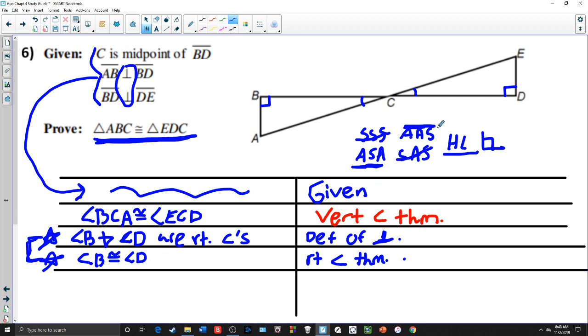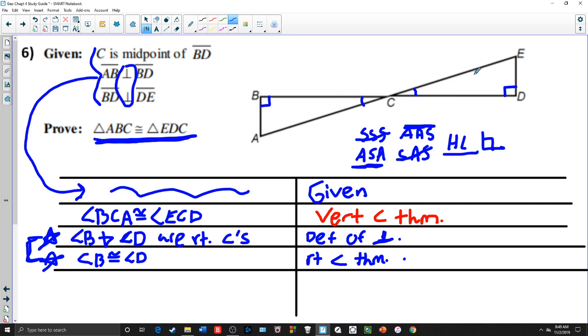But they require some sides. So I need to get an S for these, and I need to get the hypotenuse and leg for this. Remember, the hypotenuse is the side opposite the right angle. So the hypotenuse in this triangle, if you take your right angle, would be right here. So this is the hypotenuse for this one, and then across the right angle, this is the hypotenuse for that one.